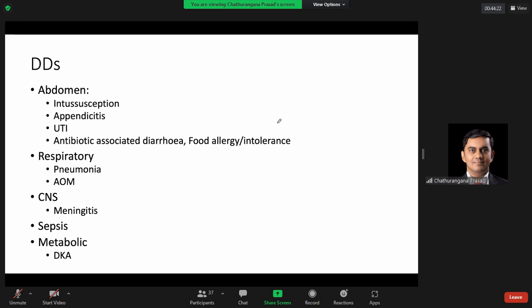So certain conditions in the abdomen like intussusception, appendicitis, and UTI can present as diarrhea. Then in small kids, especially those less than 1 year, pneumonia can present as diarrhea initially without any lung signs. So you might just have fever and diarrhea. Even COVID-19 these days, one of the commonest presentations in infants is fever and diarrhea. Then meningitis, sepsis, and certain metabolic conditions like diabetic ketoacidosis can present with abdominal pain and vomiting. And of course, severe dehydration.